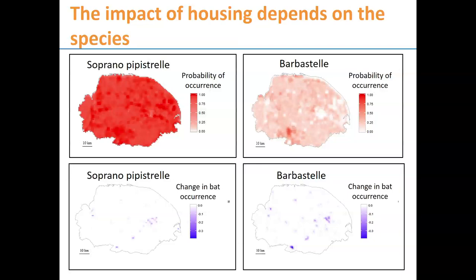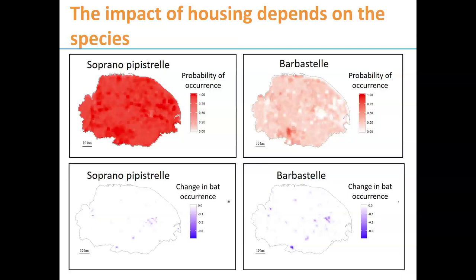So we found that the impact of the housing depends a lot on what species you're looking at. So the top map here shows the predicted occurrence for soprano pipistrelle and barbastelle. And you can see soprano pipistrelle is quite ubiquitous throughout Norfolk, but barbastelle is much rarer and tends to be concentrated in areas of broadleaf woodlands. So this bit here is Thetford Forest, which is the largest lowland pine forest in the UK. And that's really important to quite a lot of the species.